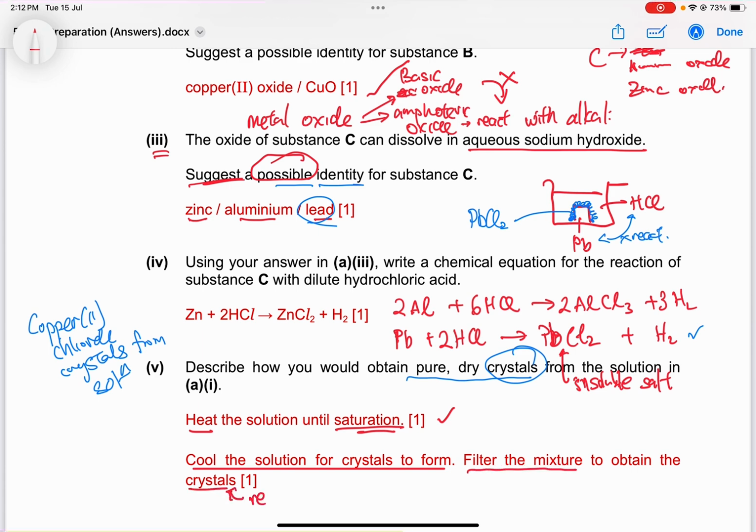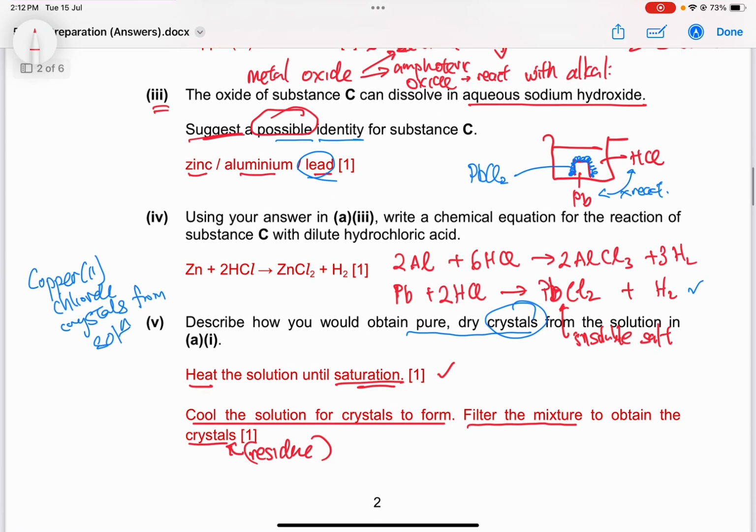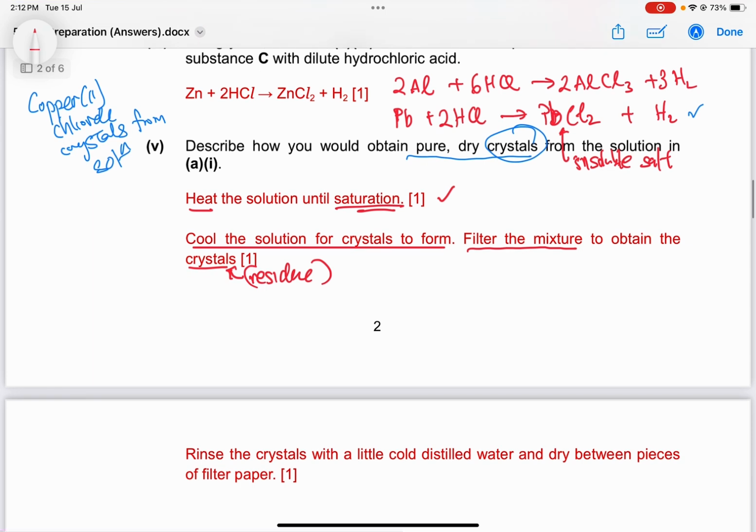The crystals here are the residue. So do have the word residue there so that we are very clear that you know that the residue is actually the crystals itself. Okay, the solid is known as the residue. So this is the second mark. Now, you cannot just stop here because there's one final step where you are supposed to wash and dry. So rinse the crystals with a little cold distilled water and then finally dry with pieces of filter paper.